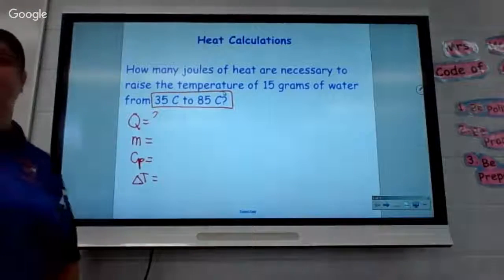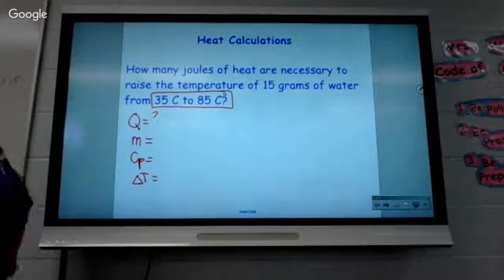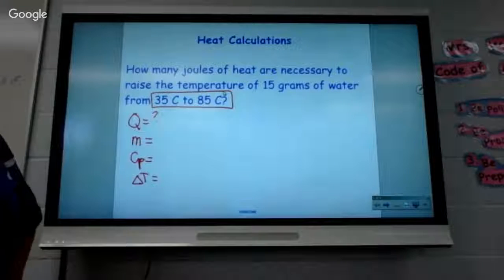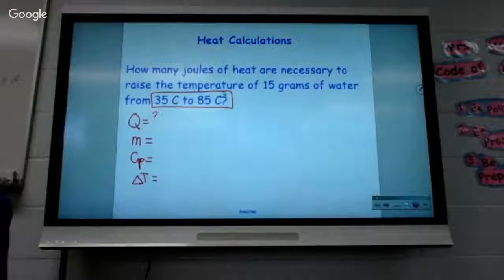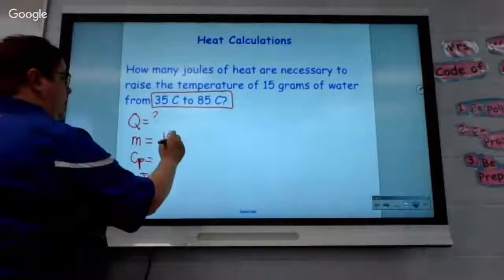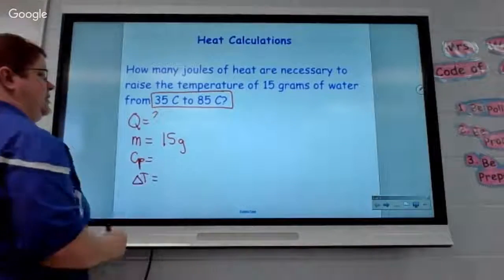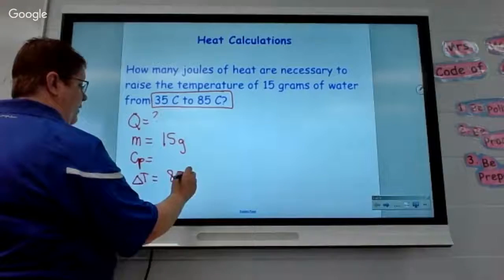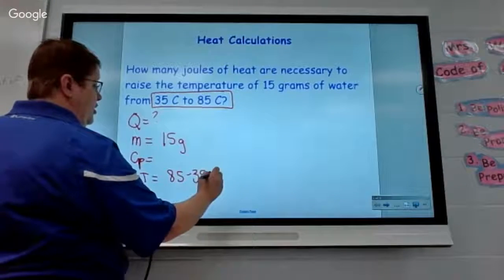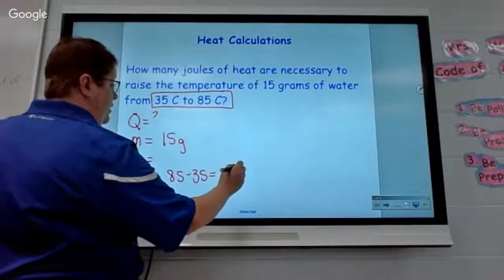What is M? Yes. What's CP then? We're getting ready to talk about that. So what's M? 15 grams. All right. What's delta T? 50. It's the 85 subtract the 35, which is 50 degrees Celsius.